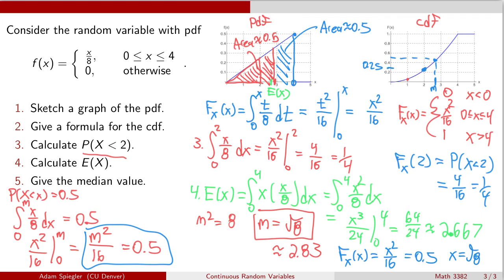So that's an example where we have a continuous random variable, and so we were able to think about the graphs of the PDF and the CDF and then use those graphs and formulas to calculate things like probabilities, expected values, and medians.